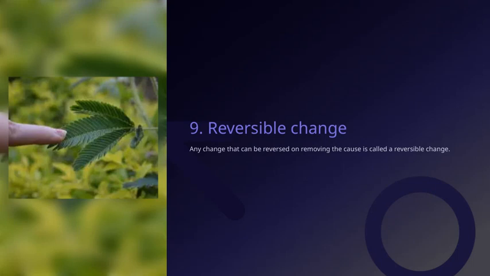Now, let's talk about reversible changes. Any change that can be reversed simply by removing the cause is called a reversible change. Essentially, this means that the material or substance can go back to its original state without any permanent alteration. For example, when you melt ice into water and then freeze it again, you're experiencing a reversible change. The key point here is that reversible changes are temporary and can be undone easily. This concept is important because it helps us understand which changes are temporary and which ones are permanent, fitting into the broader theme of understanding different types of changes in matter.